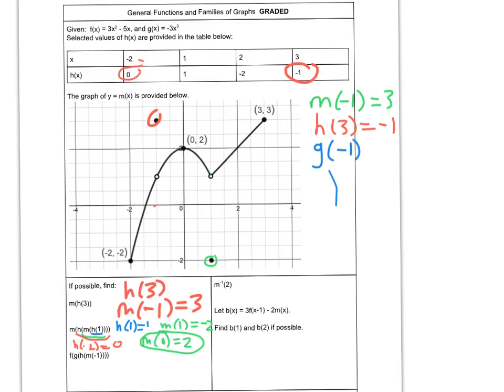And g is going to be -3 x to the third, so -3 times -1 to the third. -1 to the third is -1. -3 times -1 is 3. And then finally we're going to have f of 3, which is 3 times 3 squared minus 5 times 3. So 27 minus 15 is going to be 12.